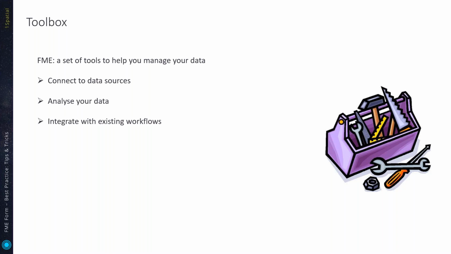So to try and give it some structure, I'm thinking of FME as a toolbox, a set of tools that help you manage your data. You can use it to connect to data resources, analyze your data, you can integrate with existing workflows. So I've tried to group my tips and tricks in this way, but really, there's a lot of overlap. Many of them apply to the different sections, but this is how I've tried to do it.